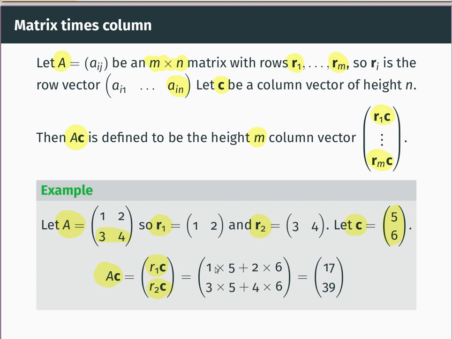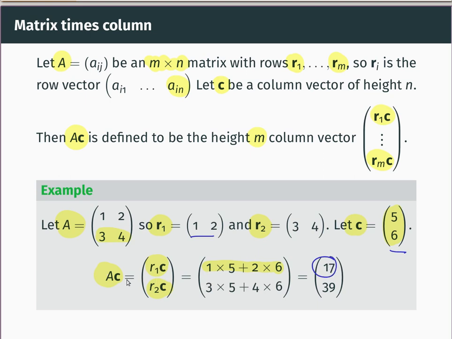So if we just do this, we're looking at the first row. That's obtained by multiplying the first row of A, which is 1, 2, which you'll see here, into the column vector C. So we get 1 times 5 plus 2 times 6, which is 17.